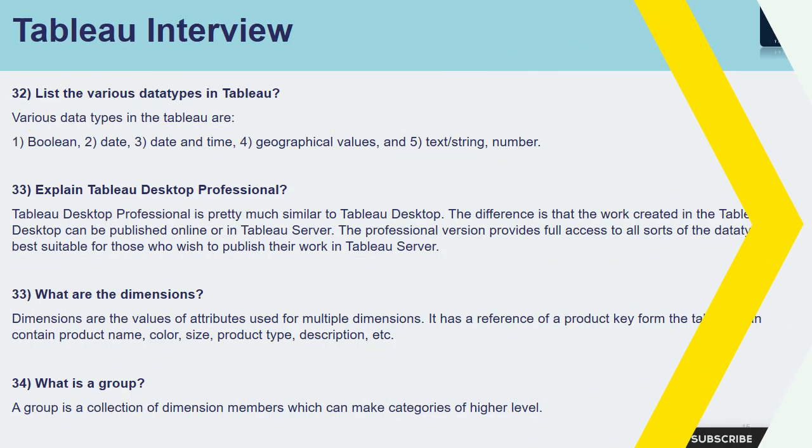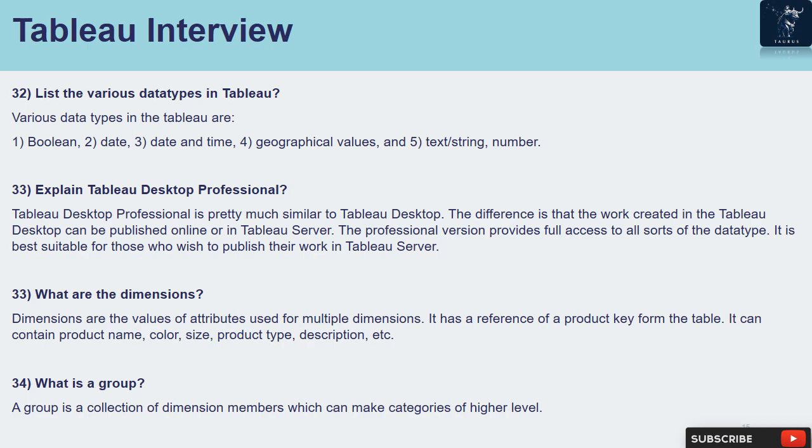32. List the various data types in Tableau. Various data types in Tableau are: 1. Boolean, 2. Date, 3. Date and time, 4. Geographical values, and 5. Text/string, number.